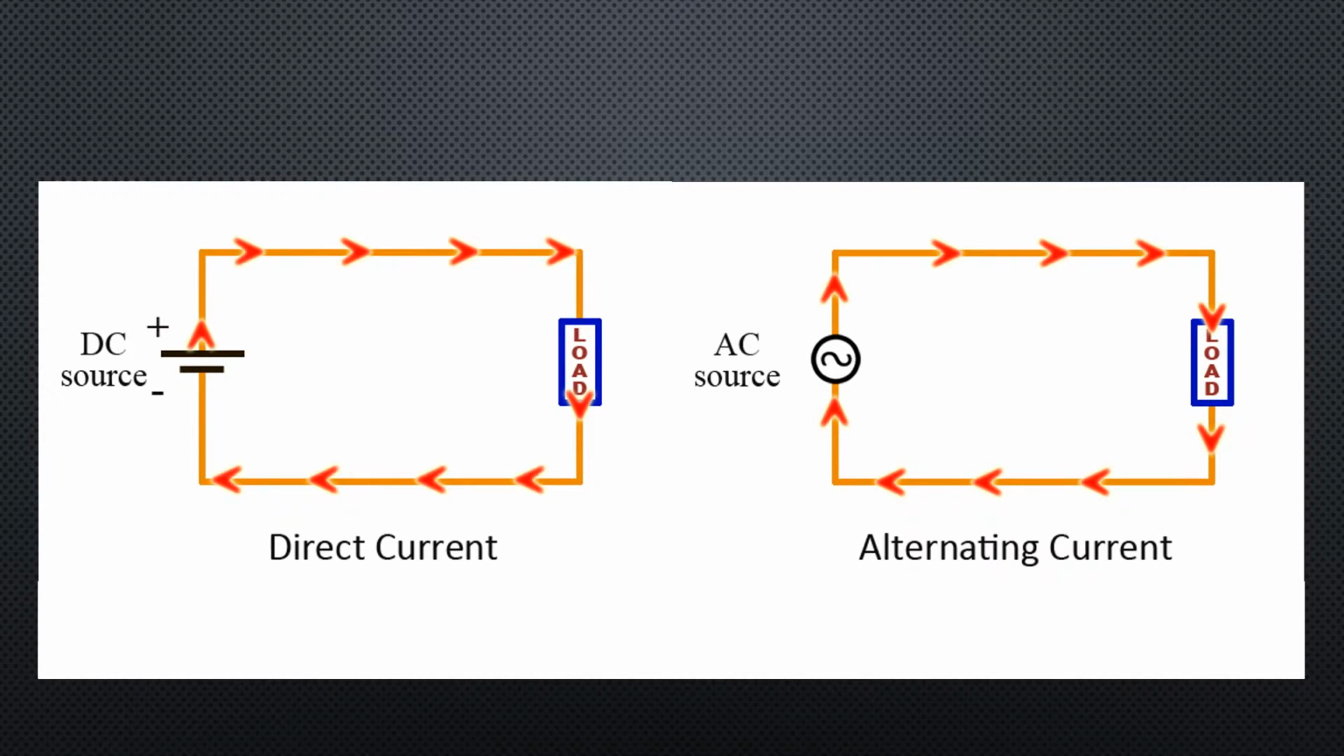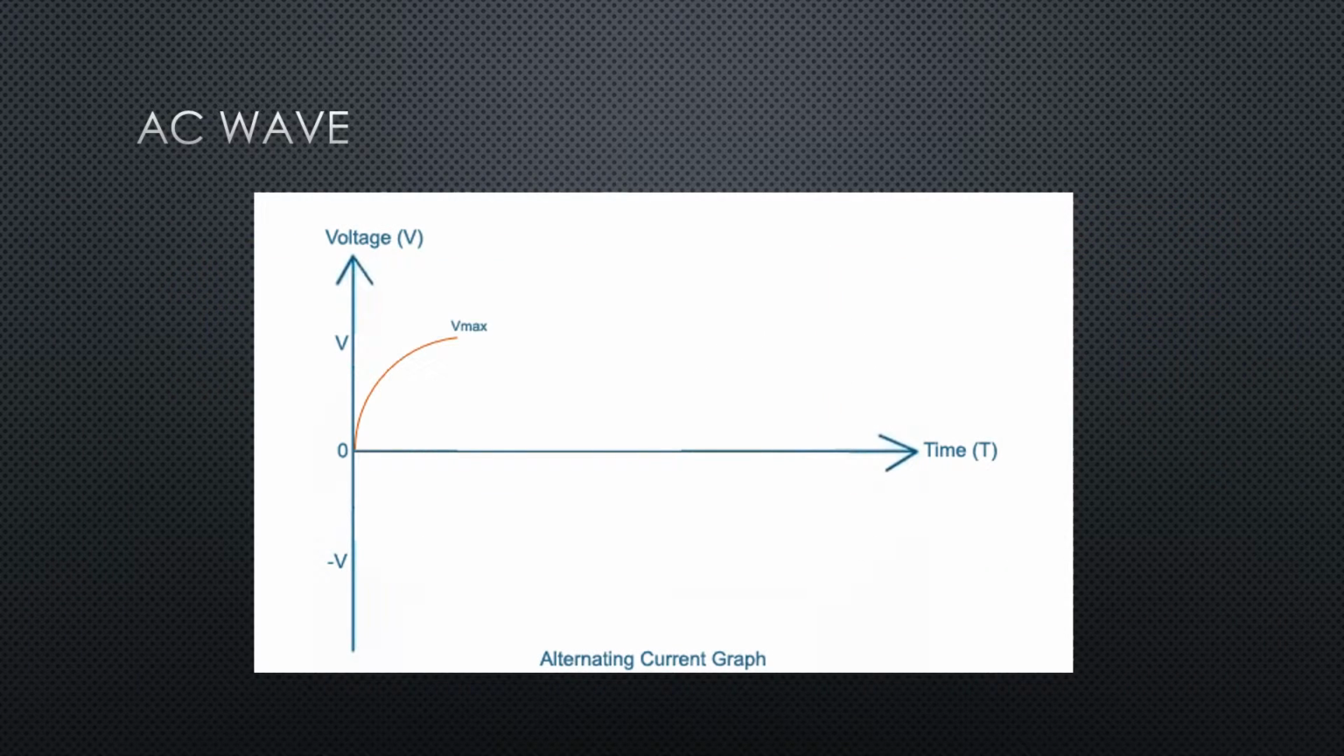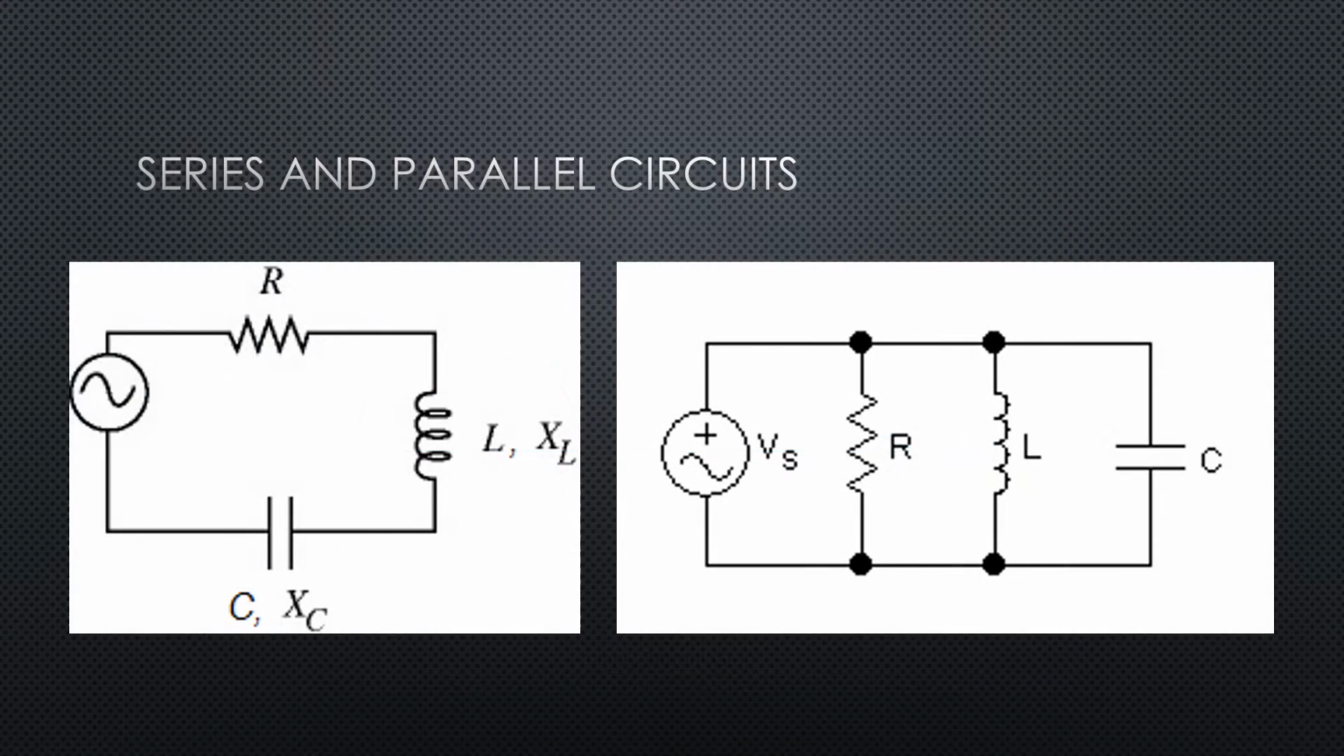the current supplied alternates by varying in both direction and magnitude with respect to time. This is due to the voltage alternating its polarity from positive to negative. AC can be represented as a sine wave when plotted with respect to time. AC differs from DC in that its current and voltage are constantly changing magnitude and polarity. However, both AC and DC follow the same electrical laws.